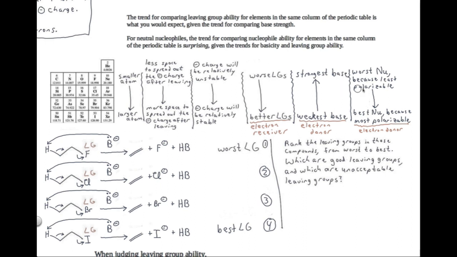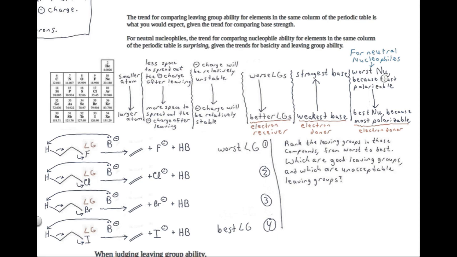On the other hand, remember that the trend for nucleophiles does not seem consistent with the trends for bases and for leaving groups. The trend for nucleophiles is surprising. After all, bases and nucleophiles are both electron donors, so the most natural expectation would be that they have the same trend. But surprisingly, even though bases and nucleophiles are both electron donors, they have opposite trends. Base strength increases when you move up a column, but for a neutral nucleophile, nucleophile ability increases when you move down the column. This is for neutral nucleophiles.